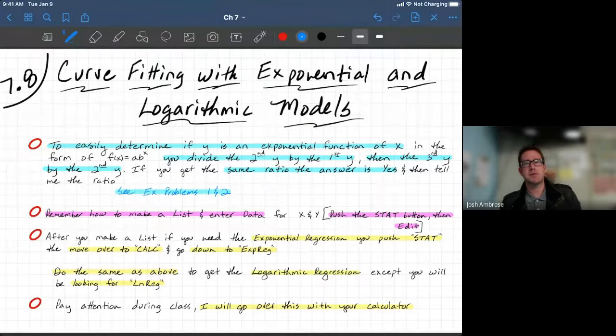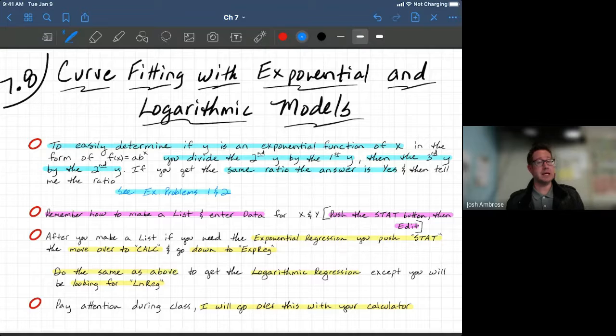All right, Algebra 2, here we go. We are officially in the last section of Chapter 7. So we're in Section 8, Chapter 7. You can see our title here is Curve Fitting with Exponential and Logarithmic Models. That's like a full sentence title there. I'm just going to cut right to it.